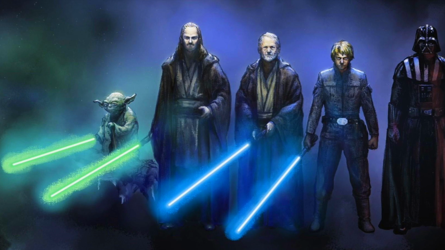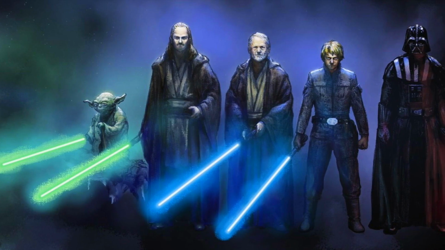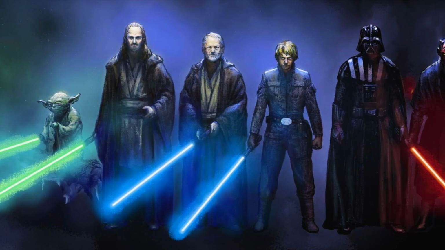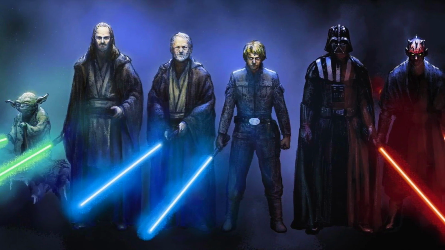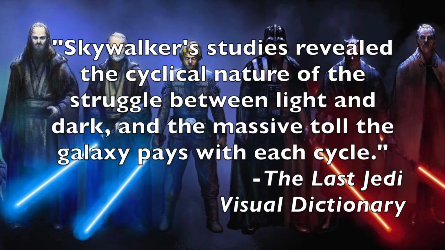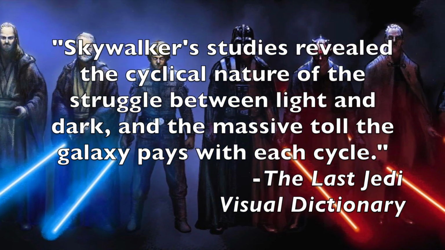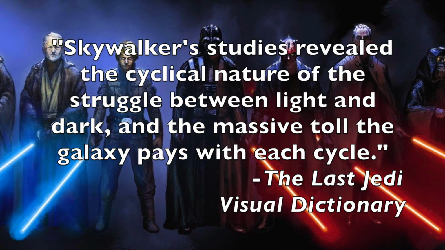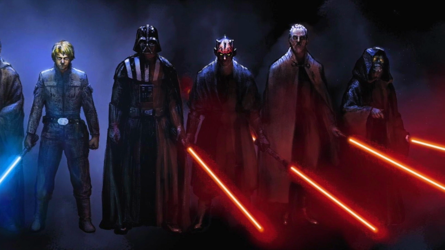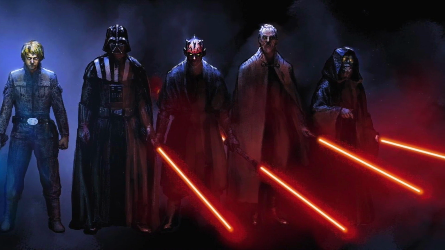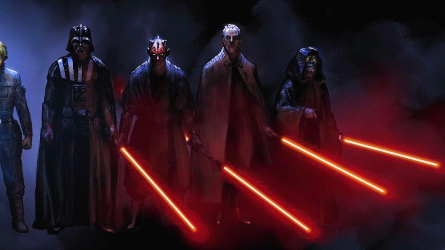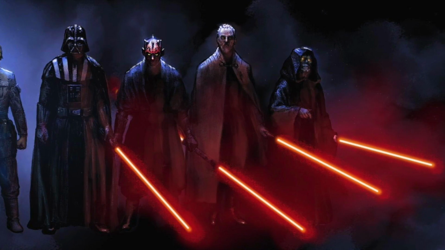This is something that Luke himself understood. As stated within the Last Jedi visual dictionary, perhaps even before the destruction of his Jedi Order, but certainly after, Skywalker's studies revealed the cyclical nature of the struggle between light and dark, and the massive toll the galaxy pays with each cycle. And this is exactly it. Luke, in turning solely to the light as a means of continuing the struggle against the dark, contributed to the cycle of chaos inherent in the dichotomy.